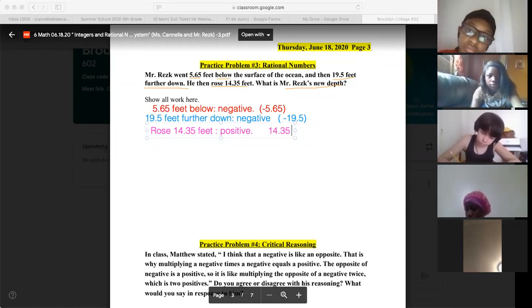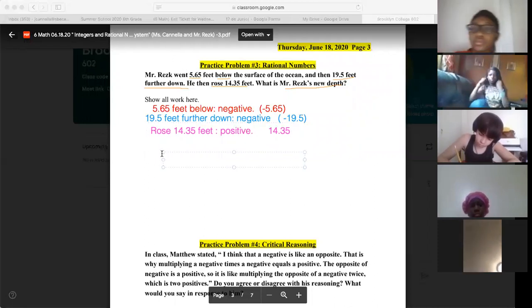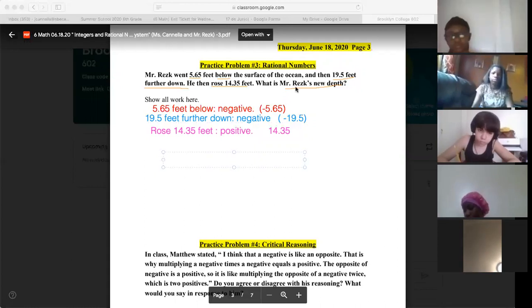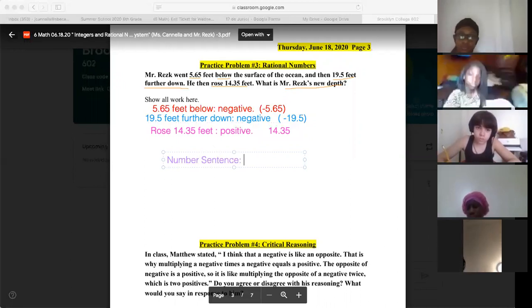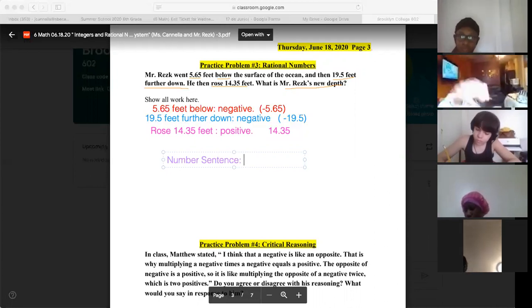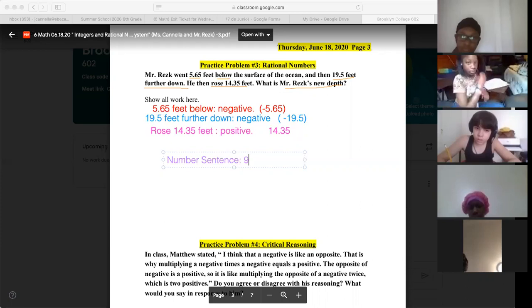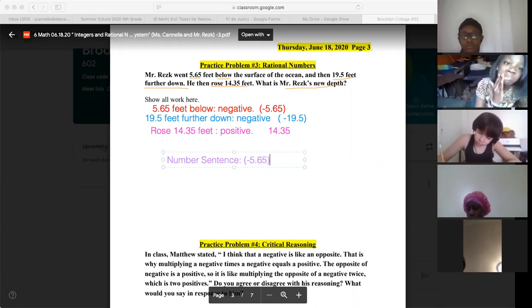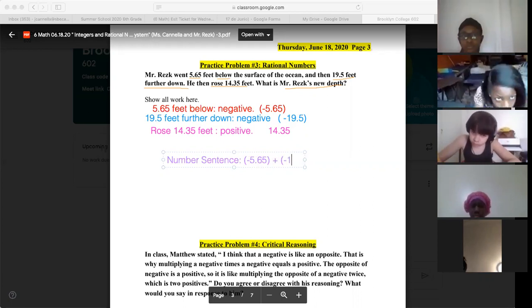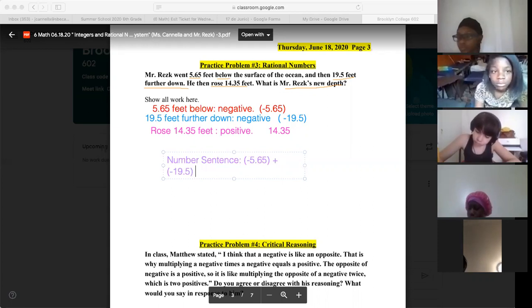Now we're going to create a number sentence to show this problem. So let's physically show what this is going to look like. And let's use purple. Number sentence. So Jasmine, what are we going to do with these numbers? Add or subtract them? We're going to add them. Excellent job. So we're going to add them up. We're going to put all the negatives in parentheses so you don't get confused. She says we are adding to find the new depth that he's located at. We did a problem like this yesterday, but it had me in it, if you recall. So it's the same concept.